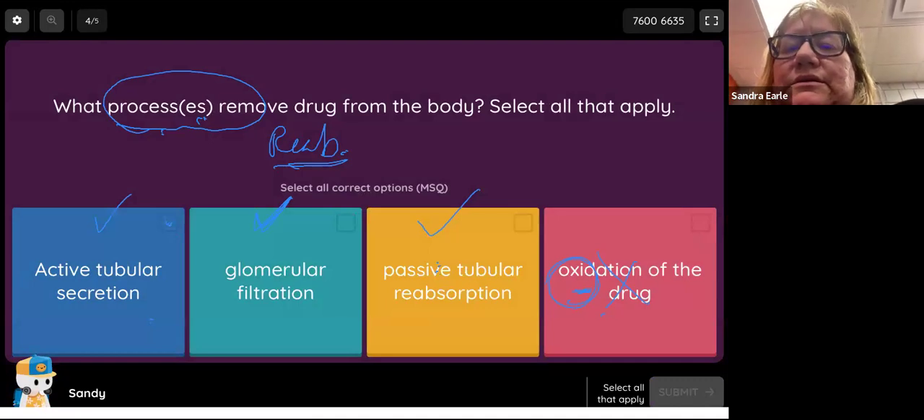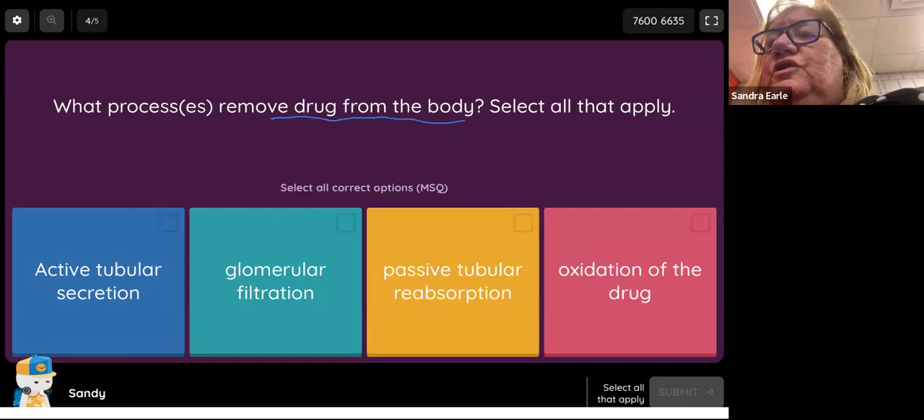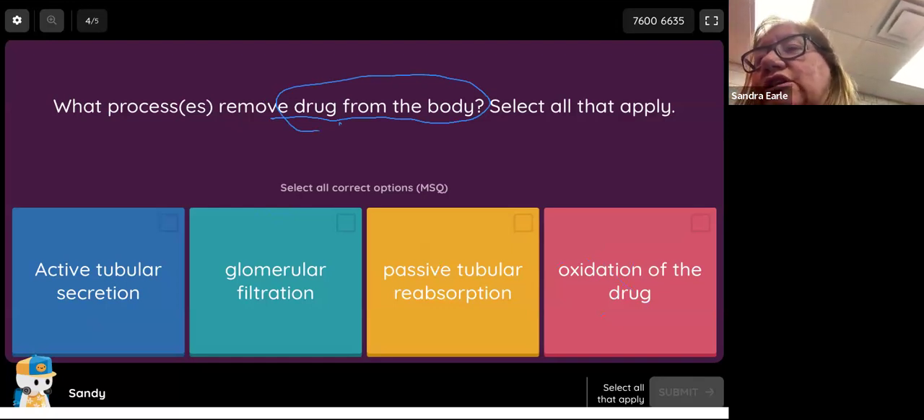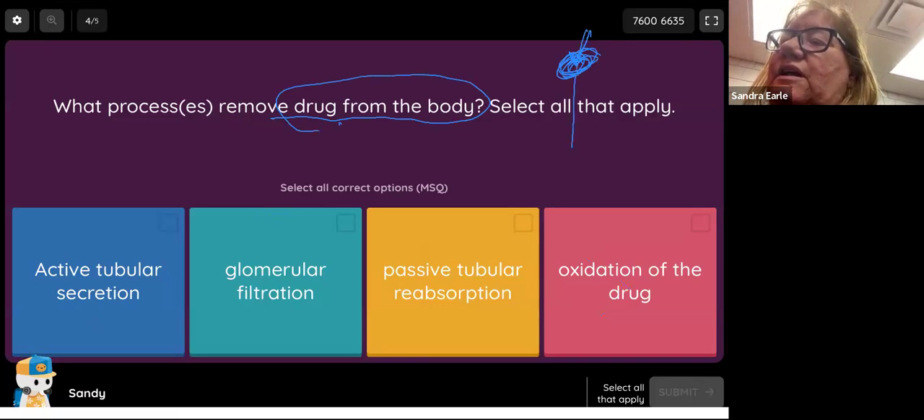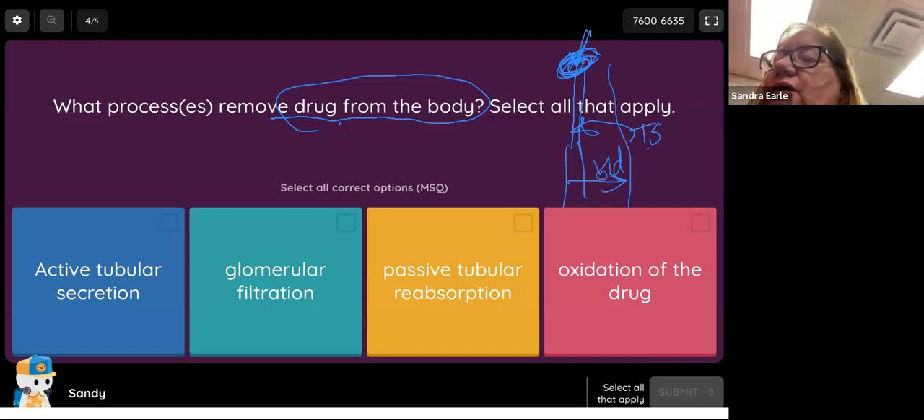All right, I gotta clear this. Okay. Well, which processes remove drug from the body? In other words, which of these processes add drug to the urine, to the nephron to be eliminated by the kidneys? Well, we know that drug comes in through the glomerulus into the nephron, and then drug is also added to the nephron by active tubular secretion, right? And then drug is taken back out of the nephron into the blood. We think about the blood being here by passive tubular reabsorption, right?